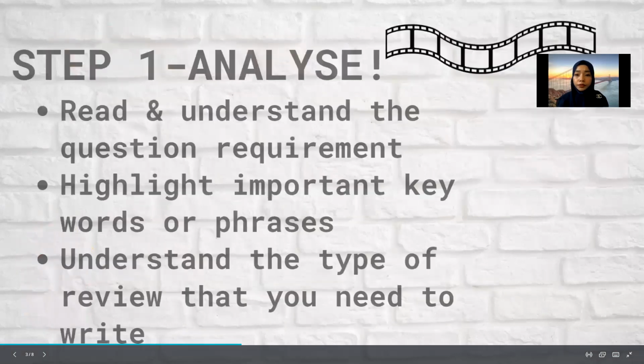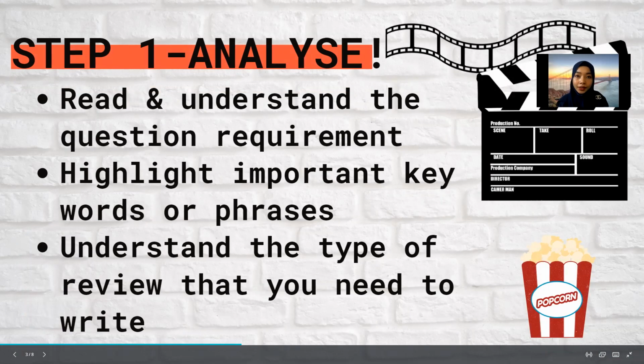The first thing that we would like to encourage our students to do, step number one, is to analyze the question. Try not to rush into things too much because you might miss some important keywords. Number one is to read and understand the question requirement first. Number two, once you understand the requirement, is to highlight the important keywords or phrases. Then try to understand what type of review you need to write. If it's meant to be a comedy movie, then it should focus more on how hilarious it is, and how it has made you feel that the jokes are really amusing. That's just an example. Just understand what type of film review you are supposed to be writing.